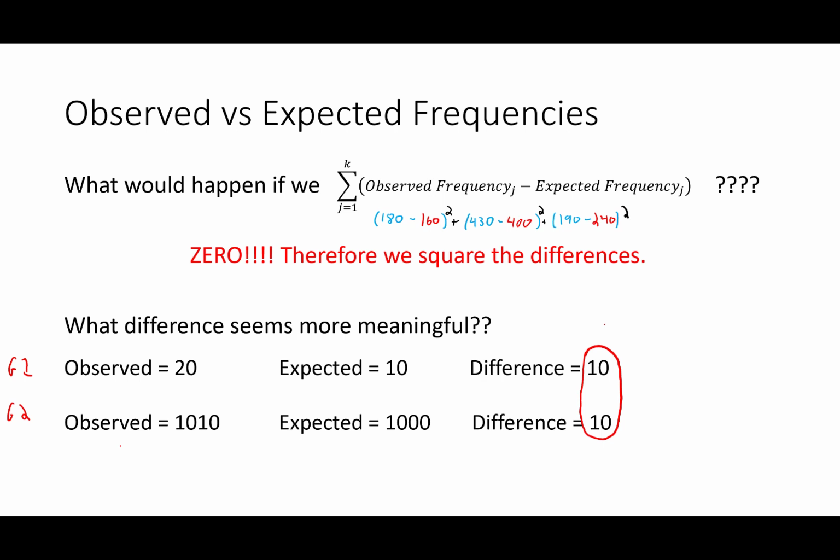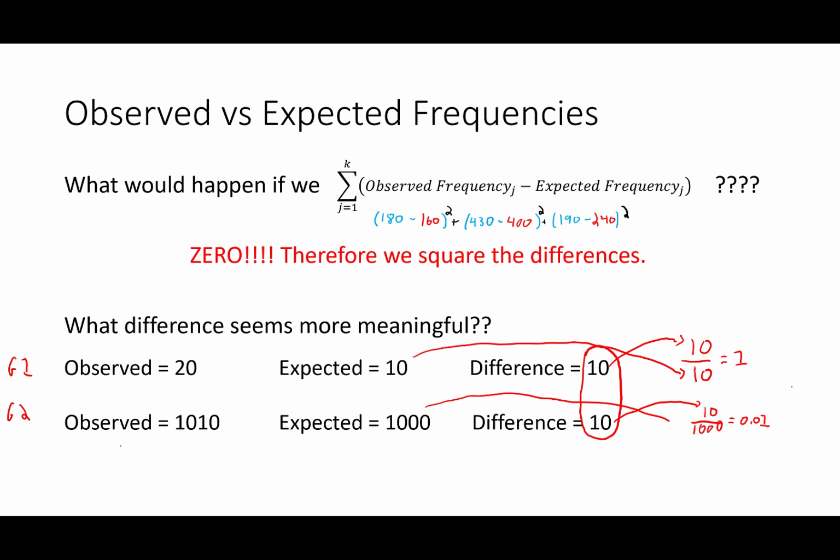Right? In group 1, we only expected 10 observations, yet the difference between our observed and expected was 10. We essentially saw a 100% increase. This comes out to 1. In our other situation, we expected 1,000 observations. And the difference between observed and expected was 10. In this case, we only received about a 1% difference.